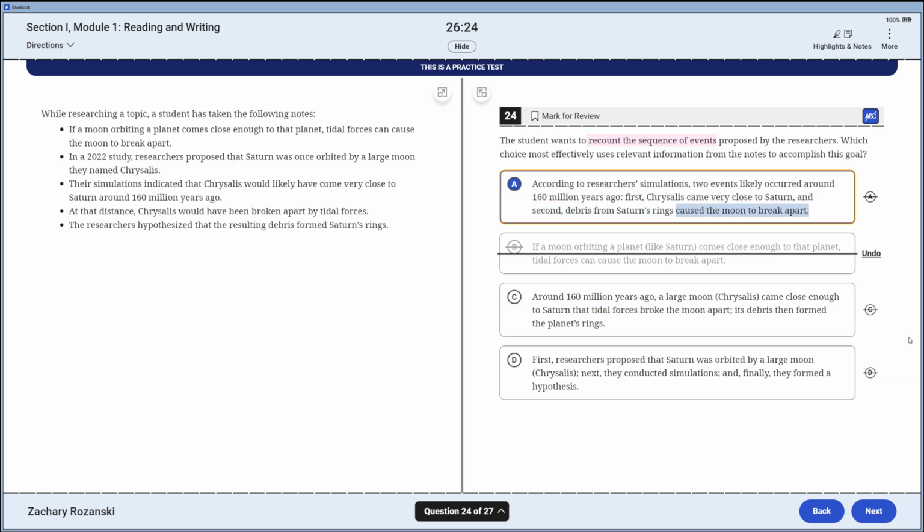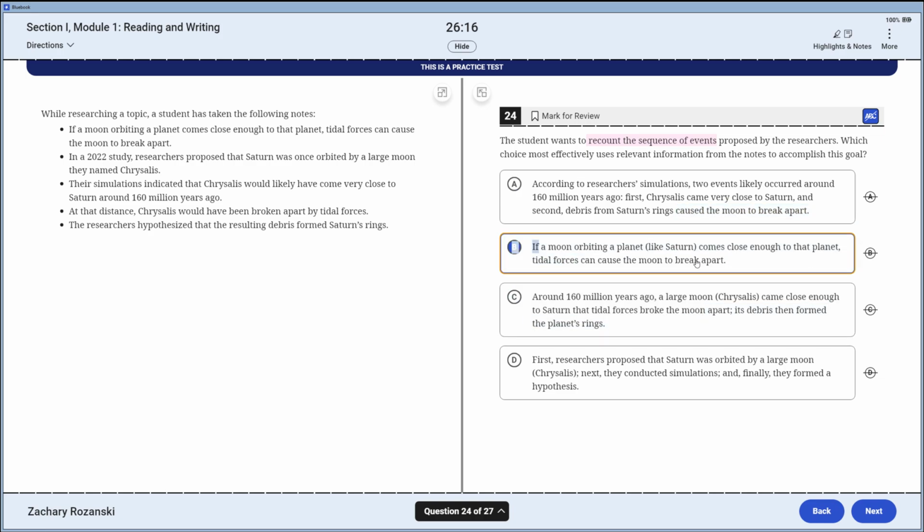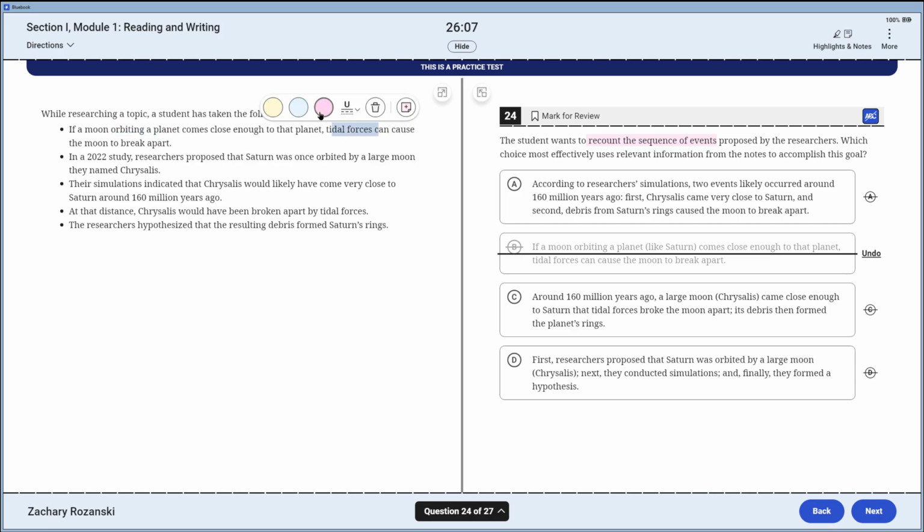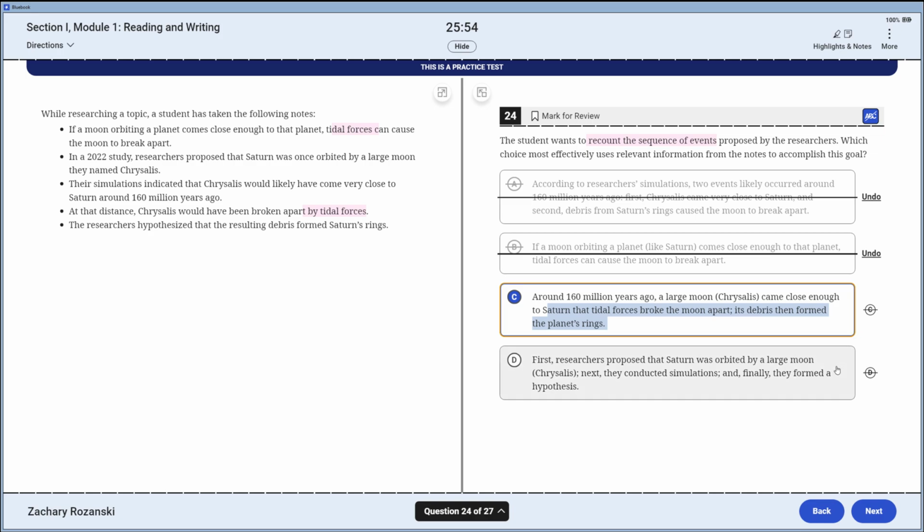So they're making a difference about the fact of the matter. A is saying that the rings caused the moon to break apart. C is saying that tidal forces broke the moon apart. And I see that this was offering data that tidal forces can cause a moon to break apart, and I think that's going to be it. But is that what they concluded happened? So we keep reading very closely. At this distance, the moon would have been broken apart by tidal forces. Yeah, so A's wrong. C is saying that tidal forces broke the moon apart, and I love it. We've got first, we've got next. Oh no, this is the sequence of events as proposed by the researcher. This is the solution.